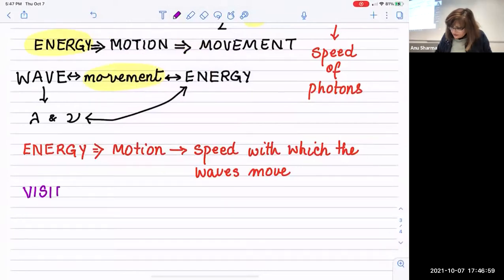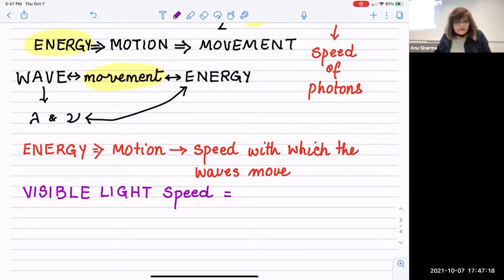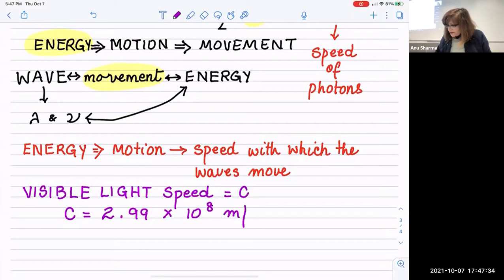Do you guys know that? Visible light. Some of the students are taking physics already. So you must have read this: the speed of the visible light, a very common number. Our own light is shown as C, and this C is equal to 2.99 into 10 to the power of 8 meters per second. Okay, so that's the speed of our light.